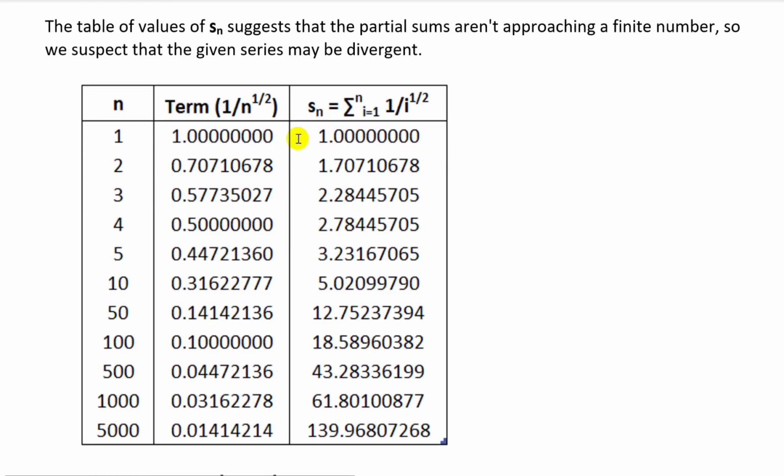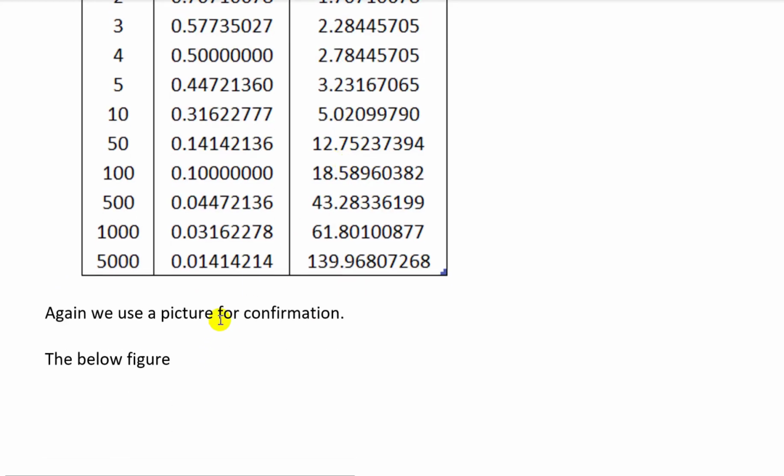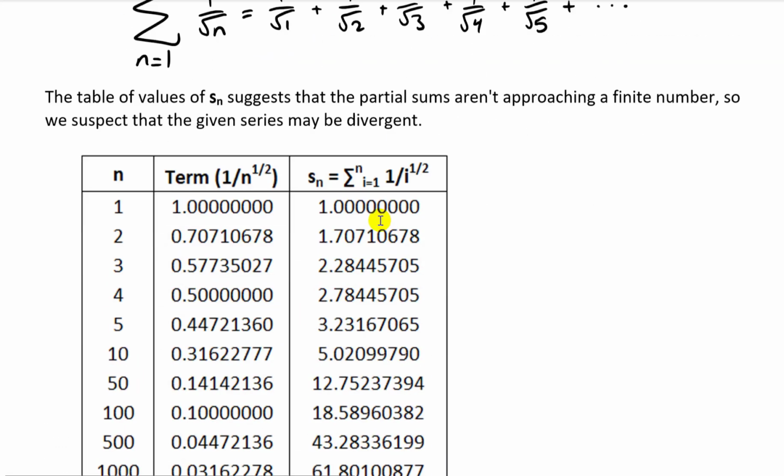So when we add these up, 1 plus 0.7, we get 1.707. And then we go to 5,000. Notice this one's 139. So the thousandth term, the thousands partial sum is 61, before is 43 for 500. So yeah, it just keeps going bigger and bigger. Again, we use a picture for confirmation, because this case looks like it's divergent.